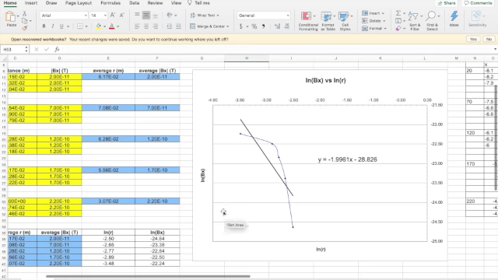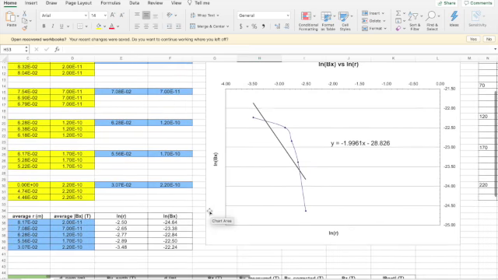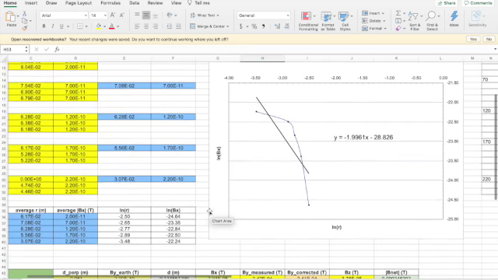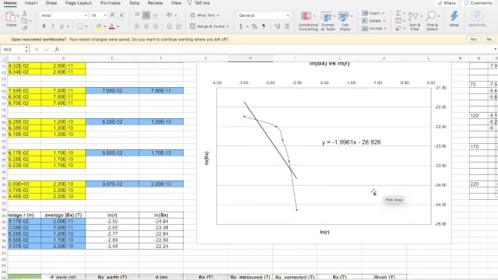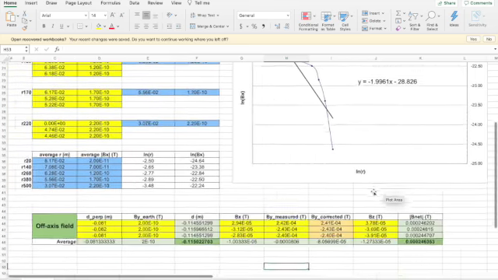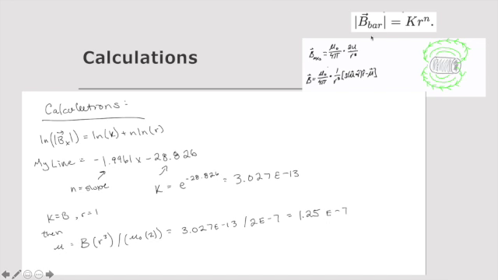This graph shows the ln Bx versus ln r. The line that this creates will be important for later calculations. This is my data for the off-axis fields. For the calculations, I used the 2 equations given to me in the lab. B equals k r to the nth power, and B equals mu naught over 4 pi times 2u over r cubed.